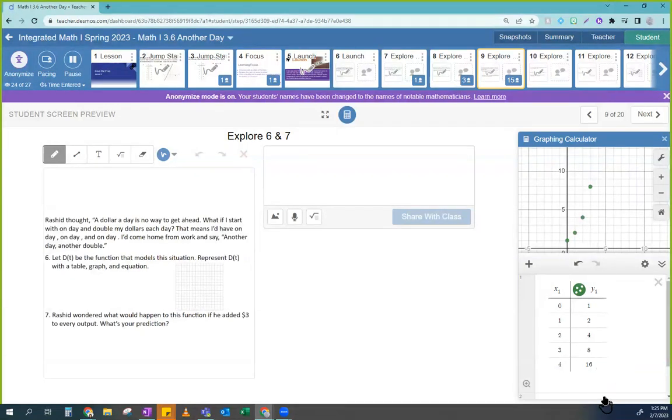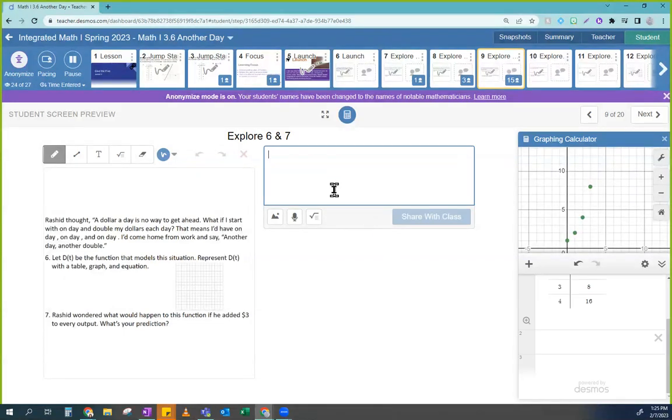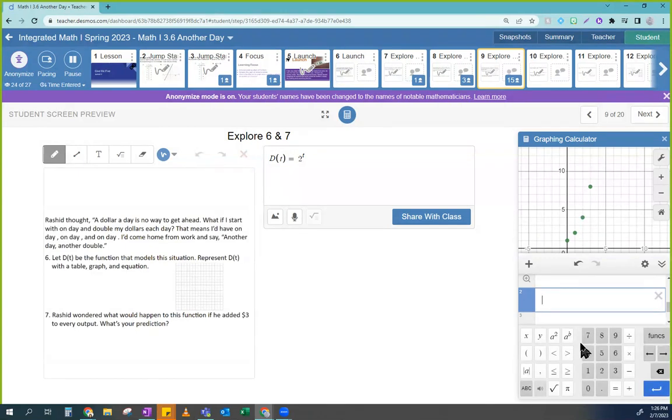Yeah, someone said, hey, Miss Johnson, is it exponential? Okay, if that's true, what would my function be? D of t equals two to the t, someone says. I'm going to use x because that's, oh, sorry. I'm going to use t here. And I'm going to use two to the x here, just so you could see.